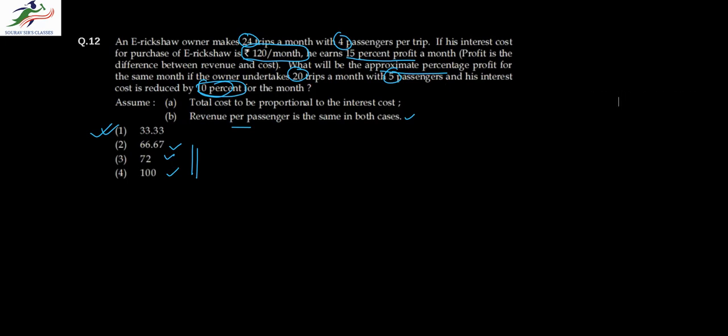So now we'll do it the proper way. We have two cases, case 1 and case 2. In case 1, the revenue is 24 trips into 4 passengers into X rupees per passenger, and in the second we have 20 trips with 5 passengers, X rupees per passenger. The cost in the first case is 120 rupees a month, and in the second case is 10% less, which is 108 rupees a month.